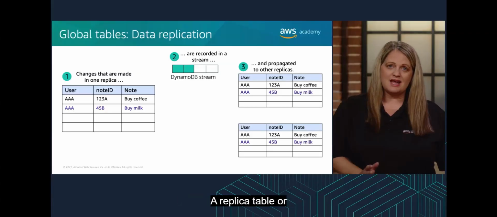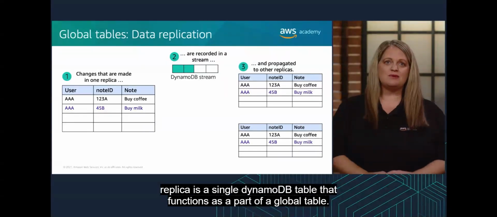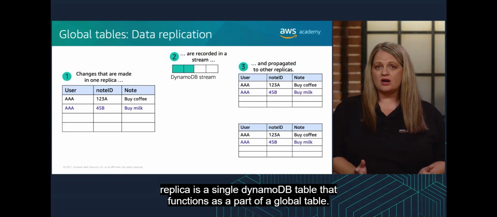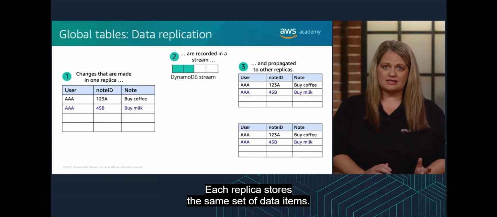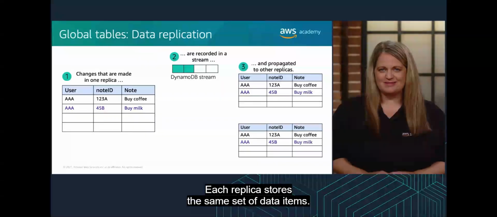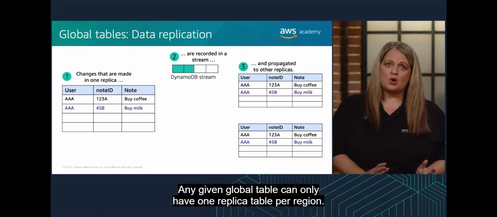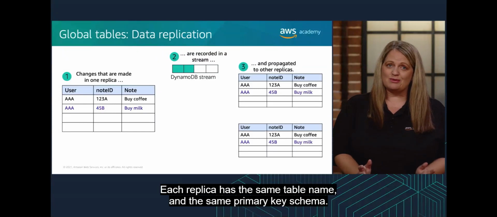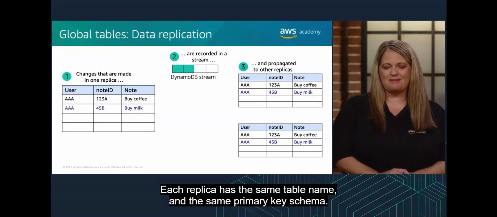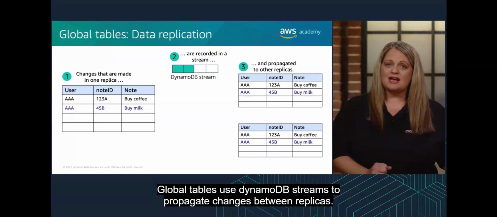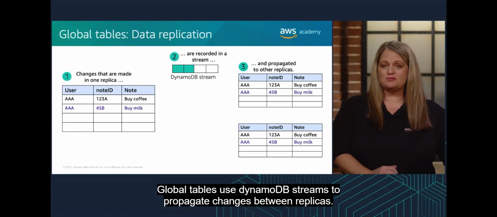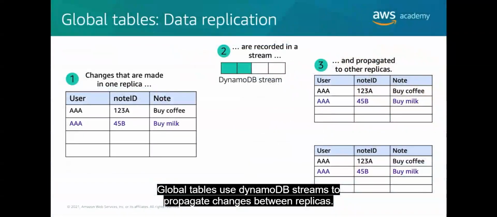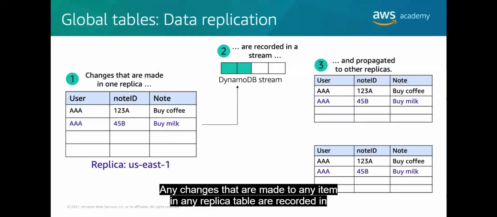A global table is a collection of one or more DynamoDB tables, which are called replica tables. A replica table, or replica, is a single DynamoDB table that functions as a part of a global table. Each replica stores the same set of data items. Any given global table can only have one replica table per region. Each replica has the same table name and the same primary key schema. Global tables use DynamoDB streams to propagate changes between replicas. Any changes that are made to any item in any replica table are recorded in a stream.